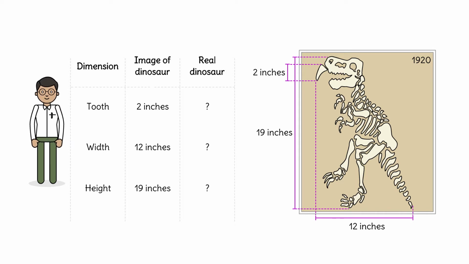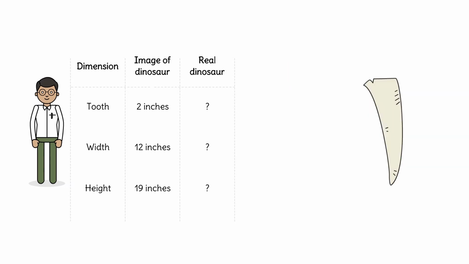For many years, Chen looks for a dinosaur skeleton like this one. One day he finds a tooth with the same strange shape. He digs it out of the ground and measures it. The tooth is 11 inches long. He immediately wonders, how big was the real dinosaur? That was no little lizard.